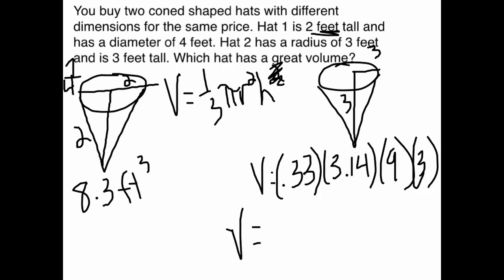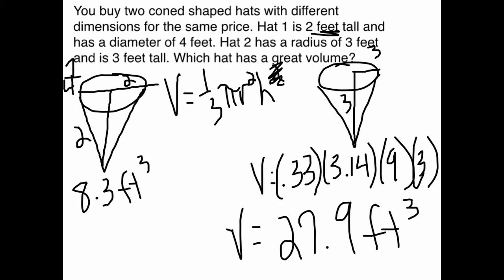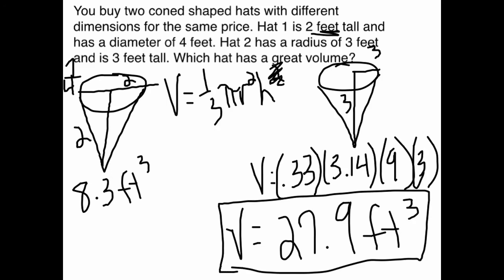All right, so if I multiply out the volume of hat 2, you should get roughly 27.9 feet cubed. So obviously hat 2 has the greater volume. All right, guys, all we're doing is using formulas, finding volume. Today's going to be a lot of time for practice. So let's go ahead and get to it.